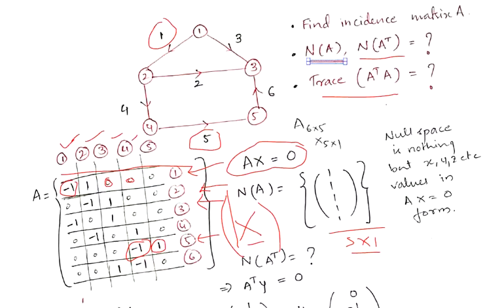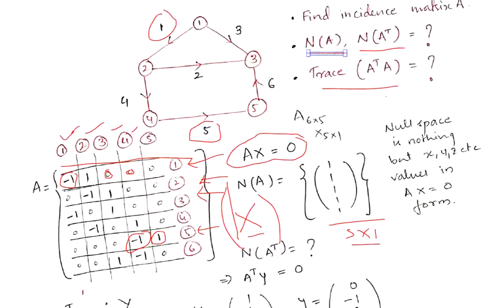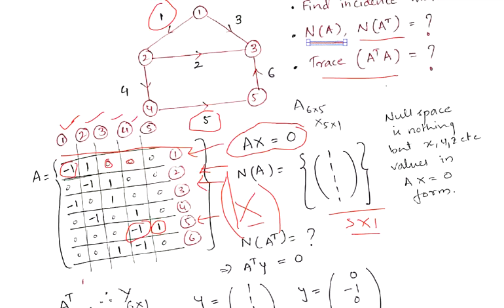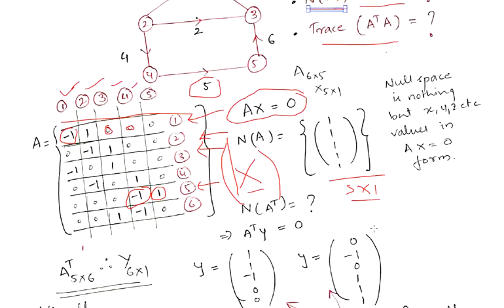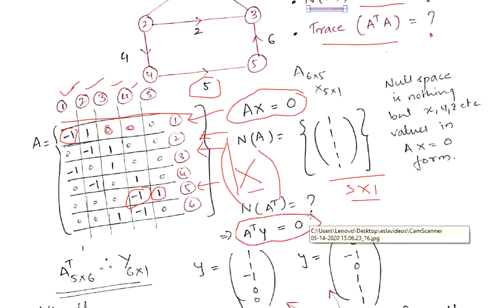Coming to the second question, the left null space of A. The left null space of A is also in the form of Ax = 0, but the only difference is that here we will be taking the A transpose.